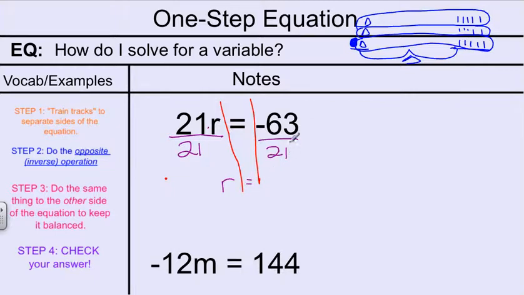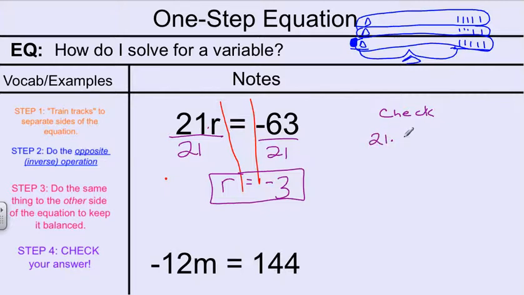21 goes into 63 three times: 21, 42, 63. A positive and a negative is a negative. How do I check my work in this case? Well, I'm going to check it the same way.